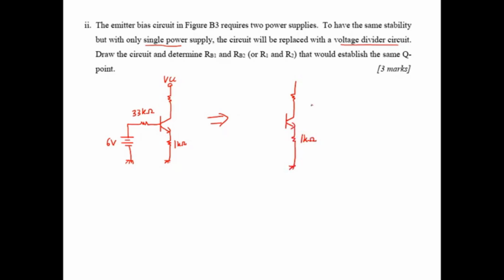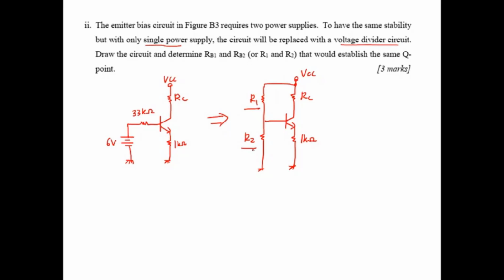This is 1 kilo ohm, this is RC, this is VCC. Okay, and then you have 2 resistors here. So this is R1 and R2, and the voltage supply is from the VCC. So this is the voltage divider. Now we want to determine R1 and R2. So how do we determine R1 and R2?